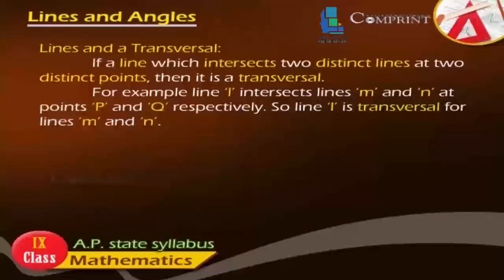Lines and transversal. A line which intersects two distinct lines at two distinct points is a transversal. For example, line L intersects lines M and N at points P and Q respectively. So, line L is a transversal for lines M and N.